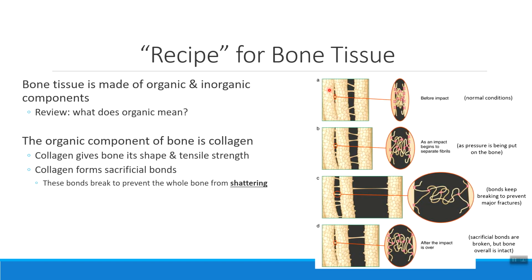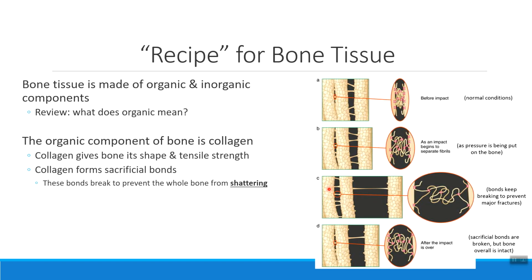Notice here on the left, I've got a region of my bony tissue with lots of these little sacrificial bonds. They're shown here as X's. When there's some kind of trauma, some kind of impact, notice that some of my connections between these collagen proteins have been severed, leading to a little bit of spacing out. By the end of that pressure, that traumatic event, almost all or a very large number of those bonds have been broken. But though those bonds have broken, the entire bone itself has not shattered.